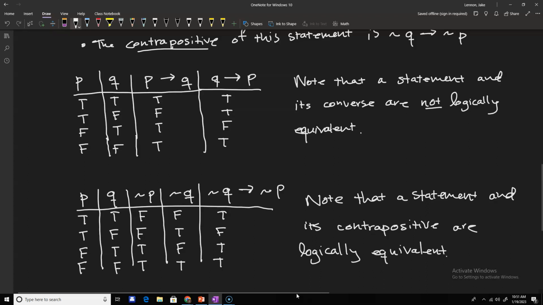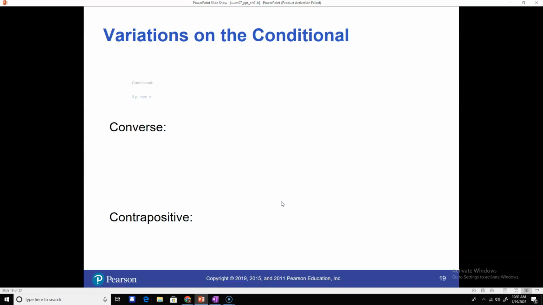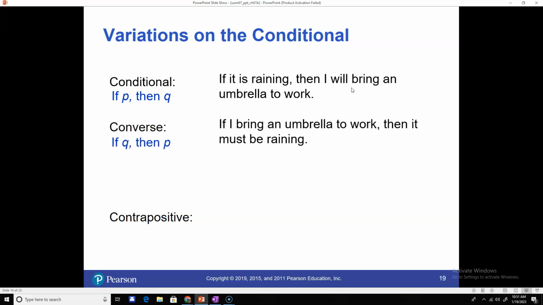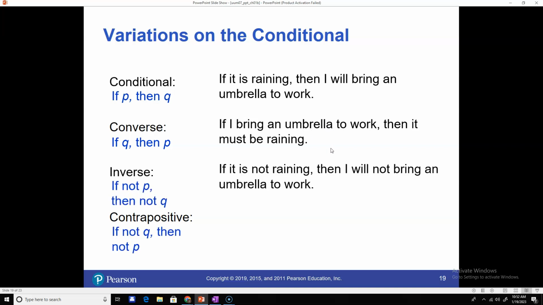So let's see what kind of examples we have. The two main takeaways: a statement is not the same as its converse, but a statement is identical to its contrapositive in terms of truth values. So if it's raining, I bring an umbrella to work. If I bring an umbrella to work, it's raining. Clearly you can see why, if it's raining, you would bring an umbrella, but you might bring an umbrella because you think it's going to rain, but maybe it ends up not raining. So you can see by example why the converse and the conditional would not be the same.